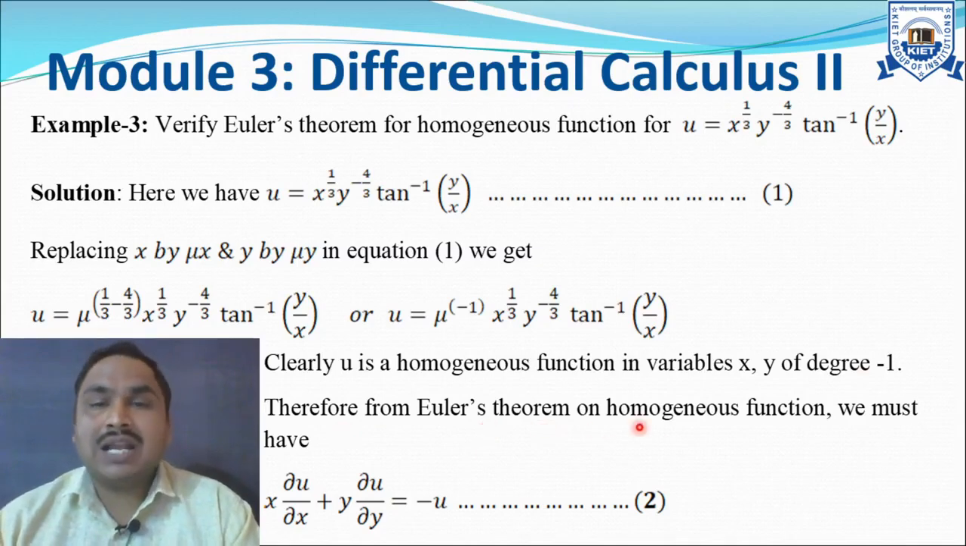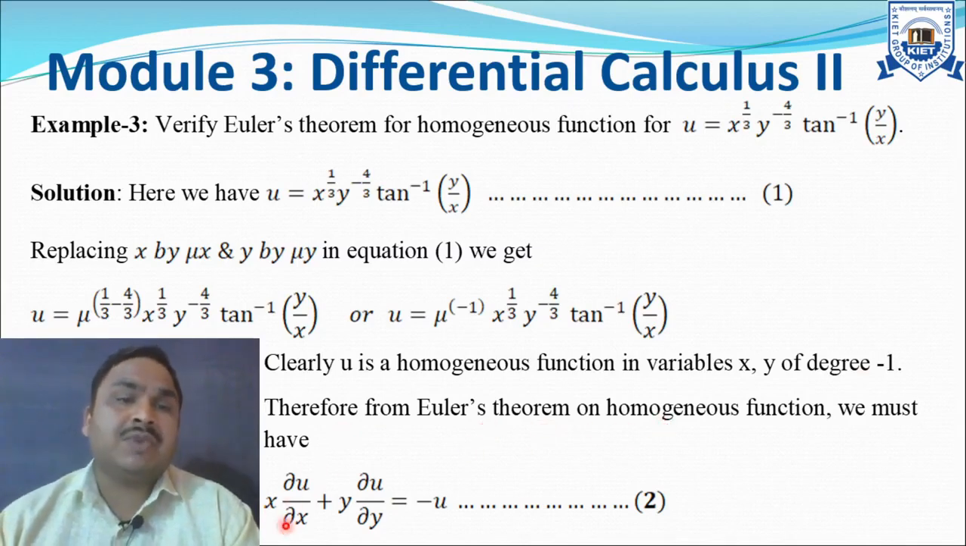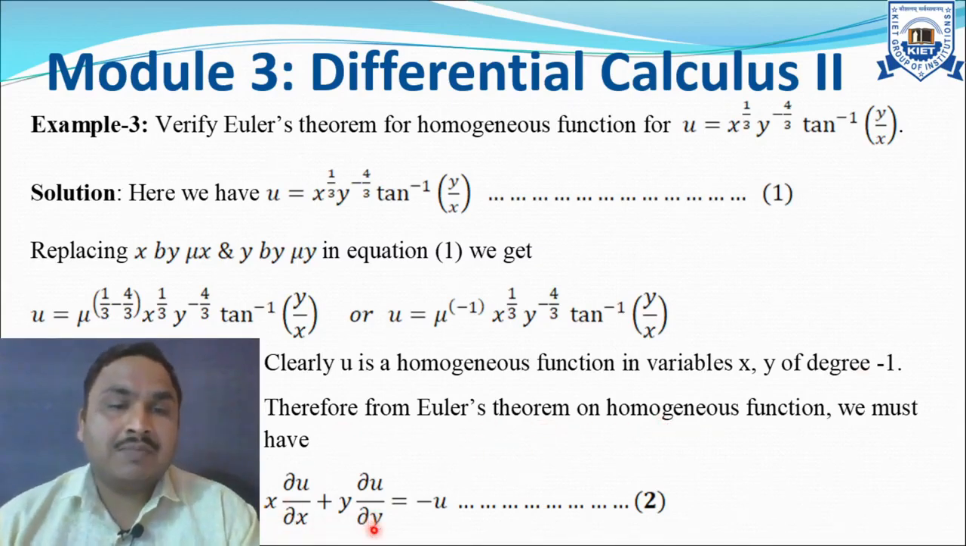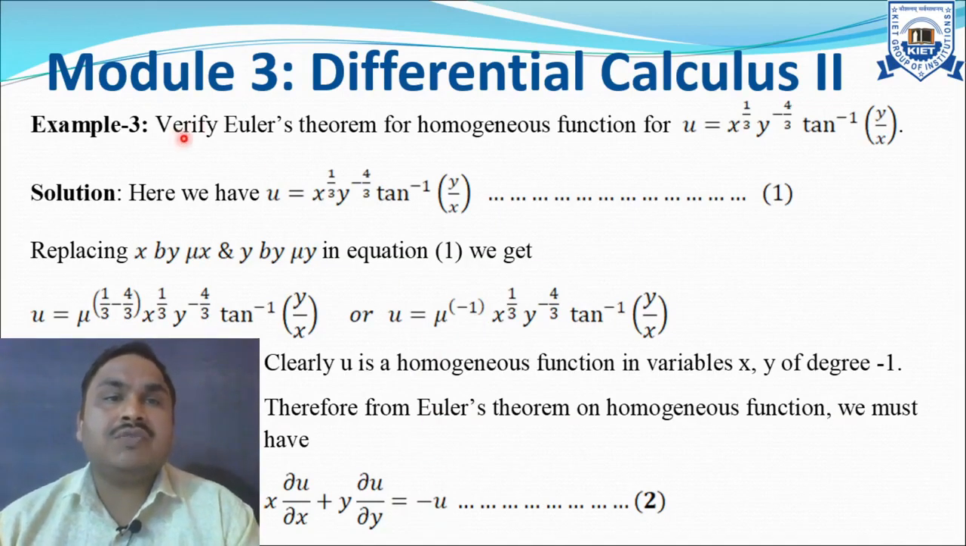Therefore, from Euler's theorem on homogeneous functions, we must have x del u by del x plus y del u by del y equals minus u. Minus u means n times u. If we replace n by minus 1, we get minus u. Now in this question we need to verify the theorem. So we obtained the result by Euler's theorem. Now we shall get the same result by the partial differentiation method.